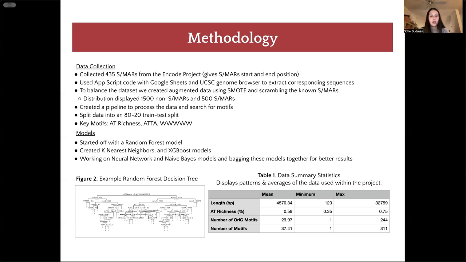So the first model we built was a random forest model. This was chosen for its robustness and ease of interpretation. We then developed additional models, including the k-nearest neighbors and the XGBoost. We're also in the process of developing a neural network and eventually a naive Bayes model.